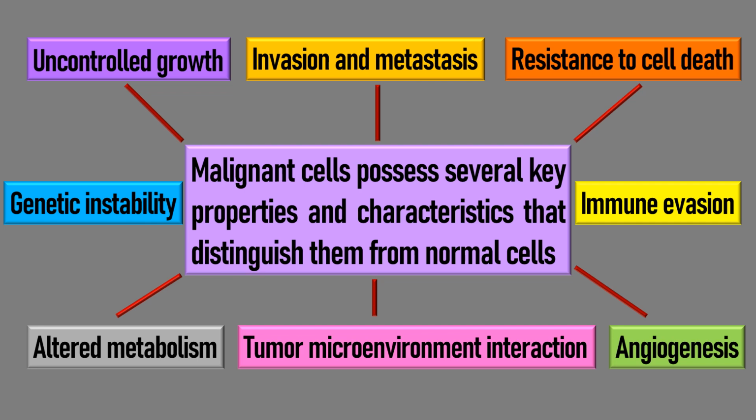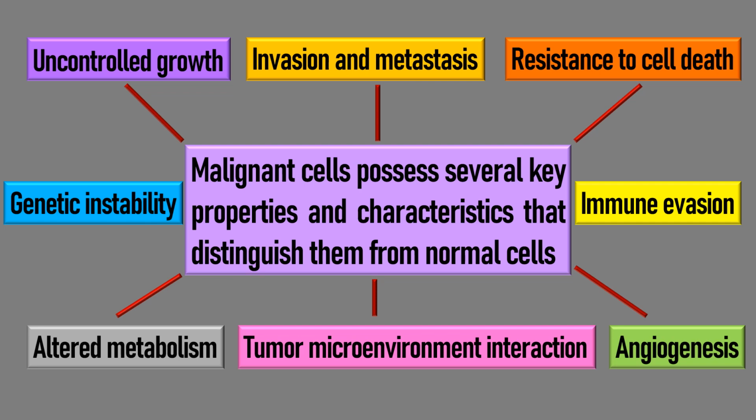Resistance to cell death. Malignant cells can evade programmed cell death mechanisms, such as apoptosis, allowing them to survive and proliferate despite adverse conditions. Genetic instability. They often harbor genetic mutations or abnormalities, resulting in genetic instability and heterogeneity within the tumor cell population. Immune evasion. They can evade detection and destruction by the immune system, enabling them to escape immune surveillance and continue to grow unchecked.